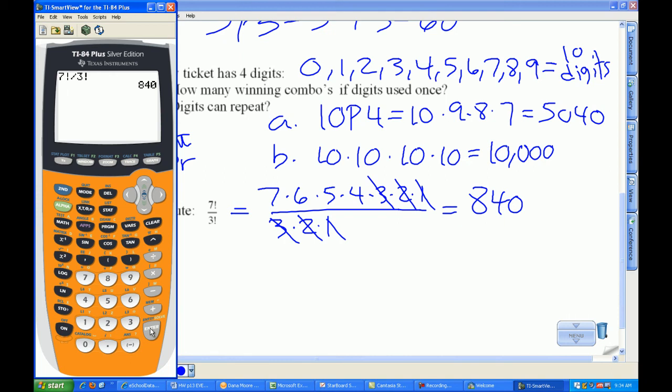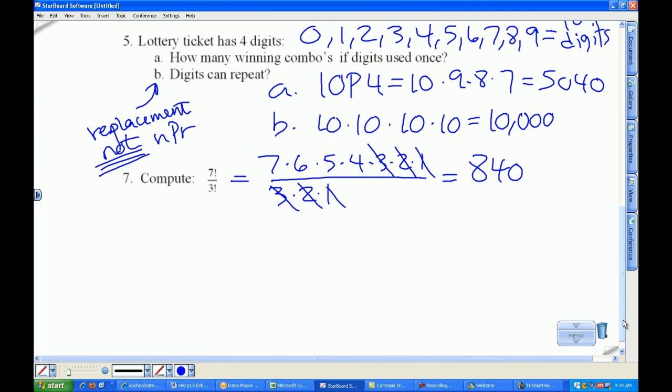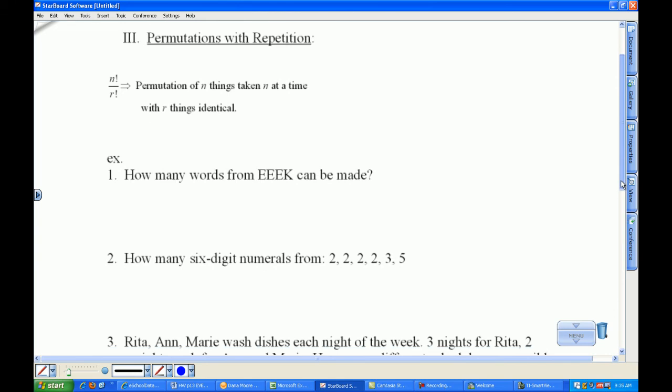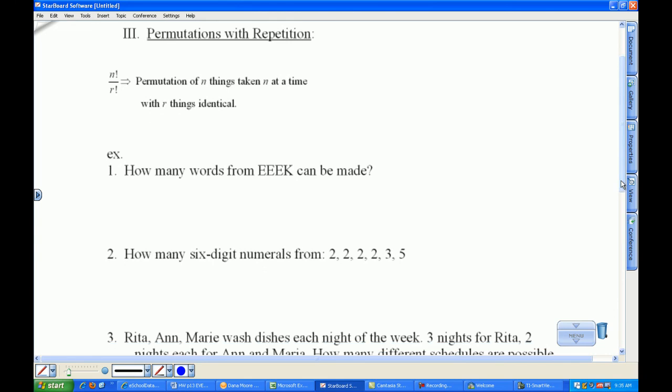Remember, if you have more than one factorial in the denominator, you need to put parentheses around the denominator. Okay? All right, so that's that page. Permutations with repetition. Now, this gets a little bit weird. Basically, they're going to have items in the list where you have repeated letters.